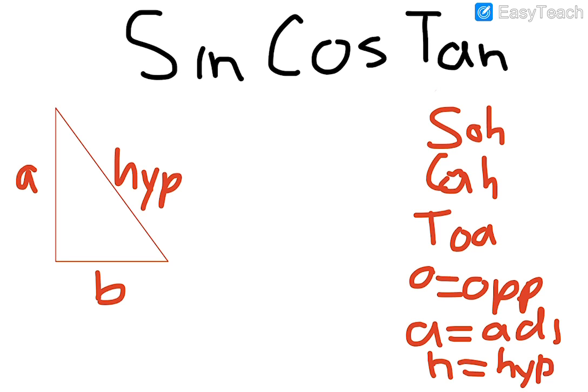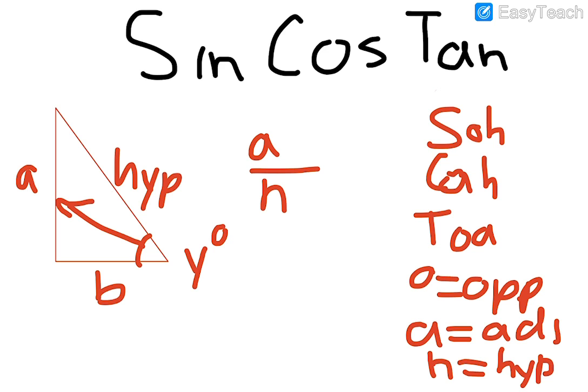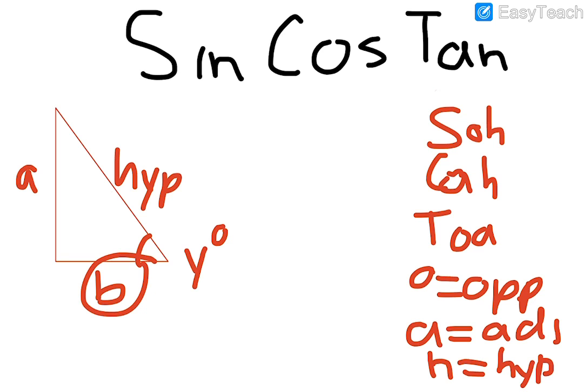So I'm just going to make an example of this. Let's call this angle Y, and let's find the sine of angle Y. So the sine is the opposite over hypotenuse. So side A over hypotenuse. That's sine of Y. Then for cosine, it's the adjacent side, and this is the adjacent side because it's touching the angle.